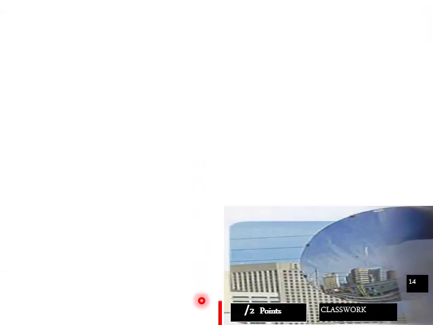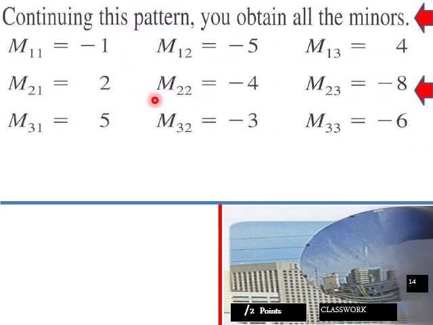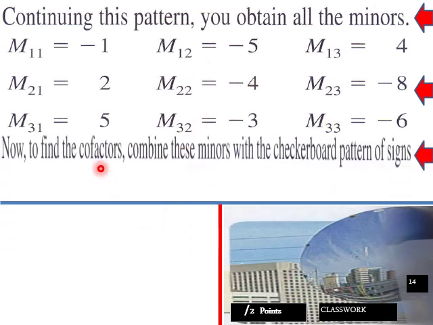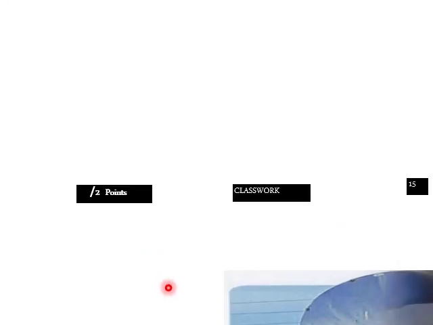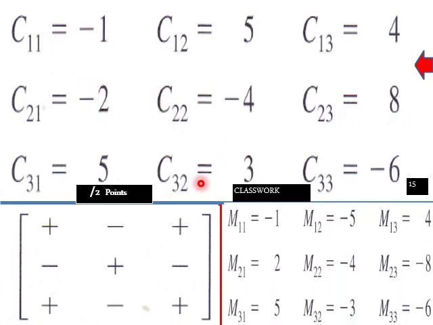Let's show how this is done. Continuing this pattern, you obtain all the minors. So here are all your minors. And now to find the cofactors, combine these minors with a checkerboard pattern of signs. For a 3 by 3 matrix, here is your sign chart shown here, and then here are your minors.